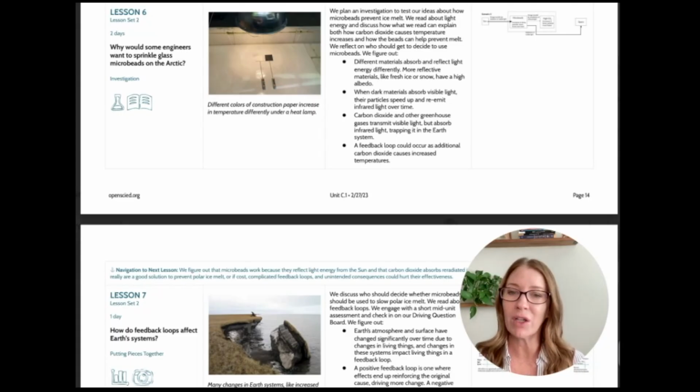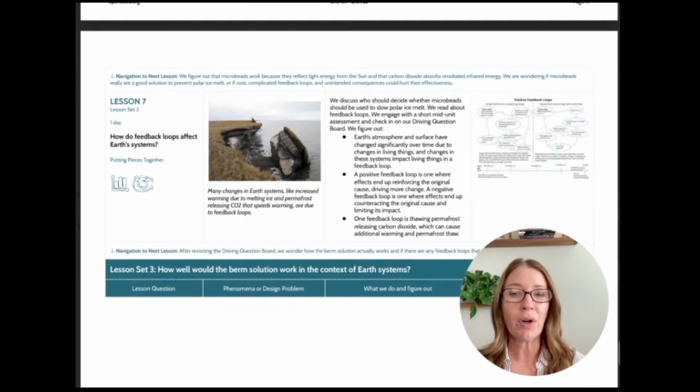And so we introduce the idea of feedback loops and how a change can either be exacerbated or return to equilibrium, depending on the effect of what happens with either the design solution or anything else out there in Earth's systems. And so when we move into lesson 7, we're going to go deeper into feedback loops. We're going to use an infographic to really develop the idea of positive feedback loops and negative feedback loops. And there's some modeling that happens with this. And then there's a transfer task.